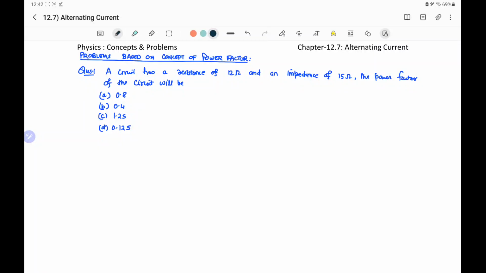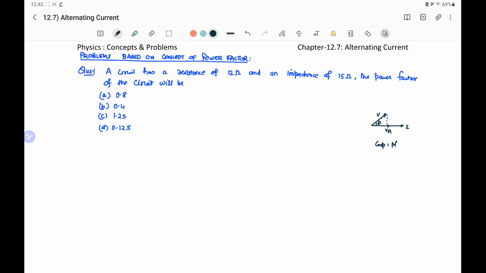First problem based on the concept of power factor is: a circuit has a resistance of 12 ohm and impedance of 15 ohm. The power factor of the circuit will be. If we make a diagram of this question, suppose this is the current I, then voltage across the resistor will be in same phase with the current, and the voltage applied in the circuit V makes angle phi with the current, and cos phi is the power factor of the circuit.